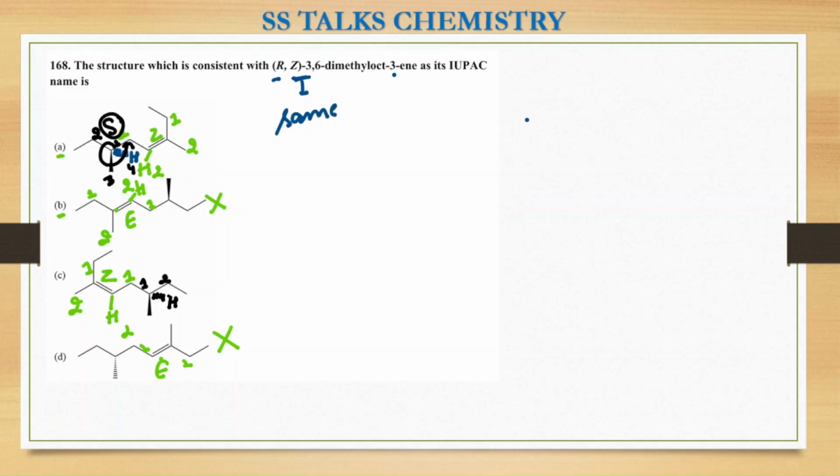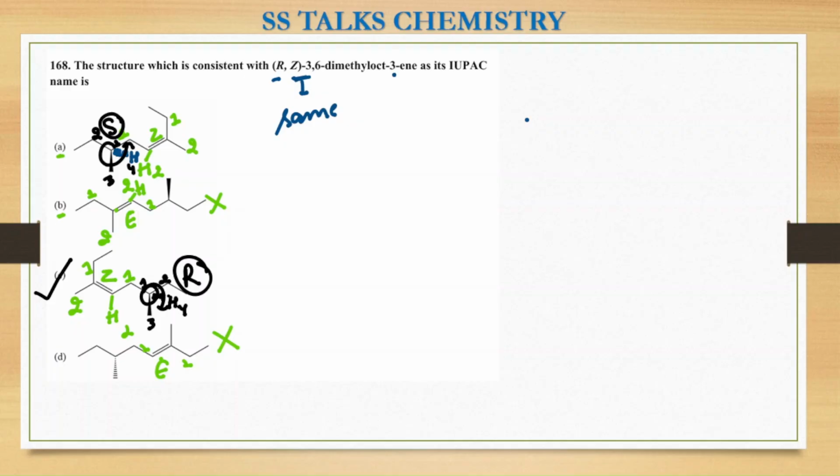Using the CIP rules we are doing that, right? So this is 1, 2, 3 and the fourth one. So 1 to 2 to 3, this is going in the clockwise direction. That means we have the R configuration around this. So Z and the R configuration is present in the molecule C. So C is the correct answer to this particular question, right?